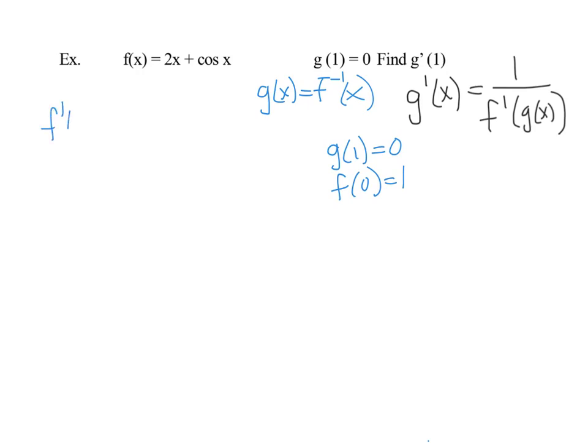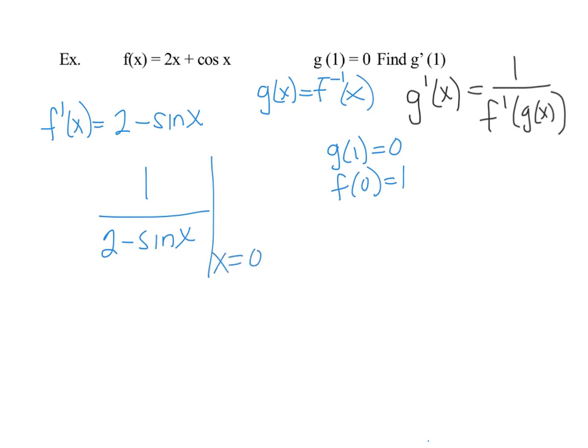All right, so the first thing we want to do is take the derivative of the function, which is 2 minus sine x. Okay, and so then, remember this formula, we're going to write 1 over 2 minus sine x. And then we're going to evaluate that, right? We're going to put g of x in there. Well, what is g of x? g of x is 0. So we're going to evaluate this at x equals 0. And so this is going to be 1 over 2 minus sine of 0, which is 0. And so that's going to be 1/2. And so what did we find? We found g prime of 1.